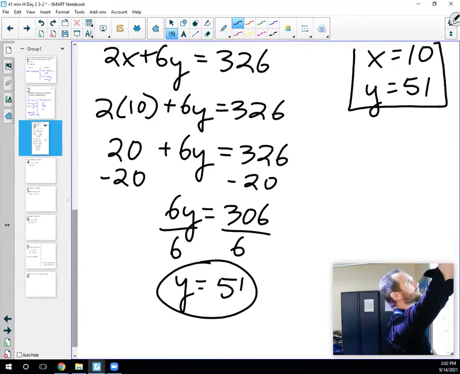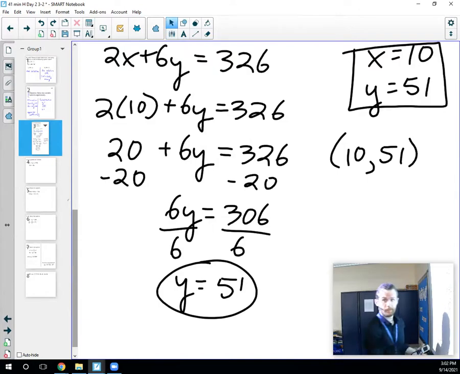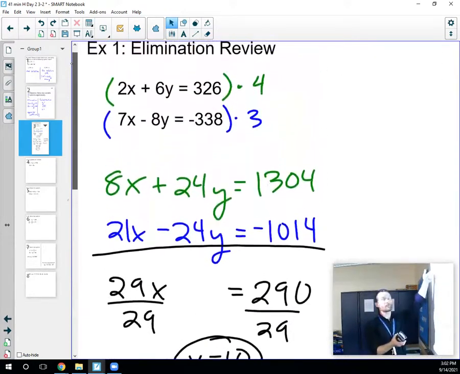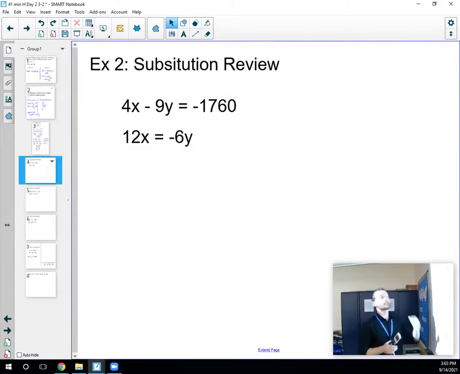Now, if you wanted to write this as a coordinate, as an ordered pair, you could do that since it's x and y. It would just be 10 and 51. You don't have to do that, but it's an option. So that was a quick review of the elimination method. Hopefully this looks familiar from Algebra 1, because moving forward, I'm going to sort of assume that we're good at this method. Now, if you're thinking right now, oh no, I don't know if I am good at this, I might need some more practice, that's okay. We're going to talk about what you can do if you need more practice later. But now let's jump into the substitution method with some substitution review.